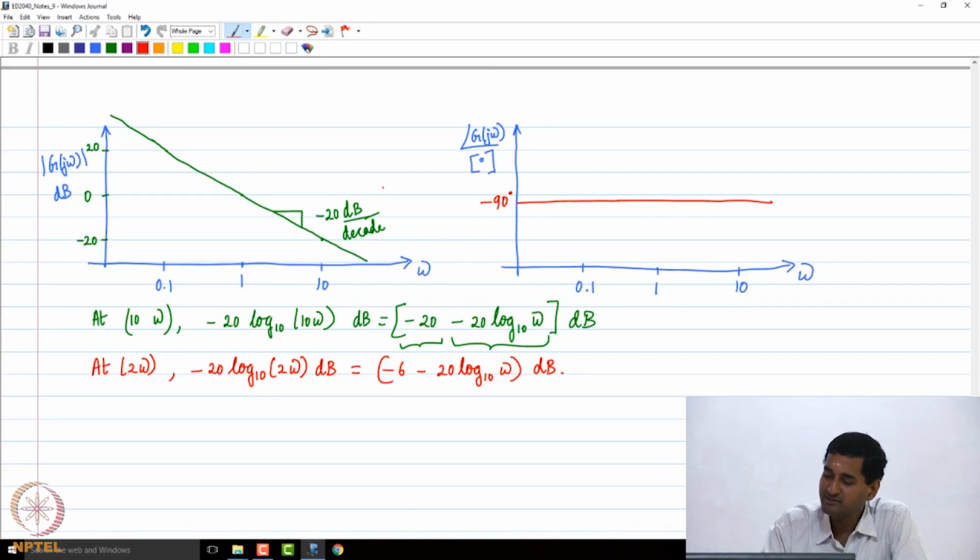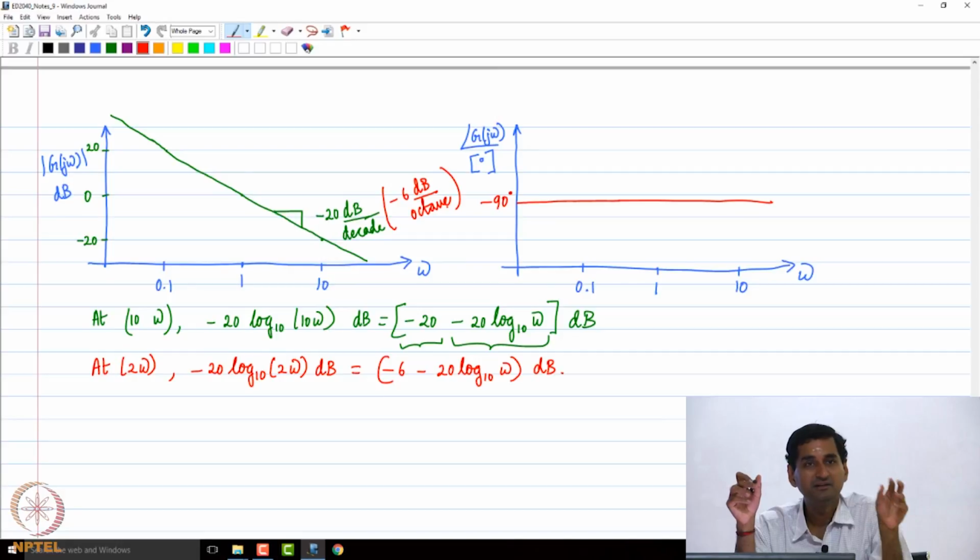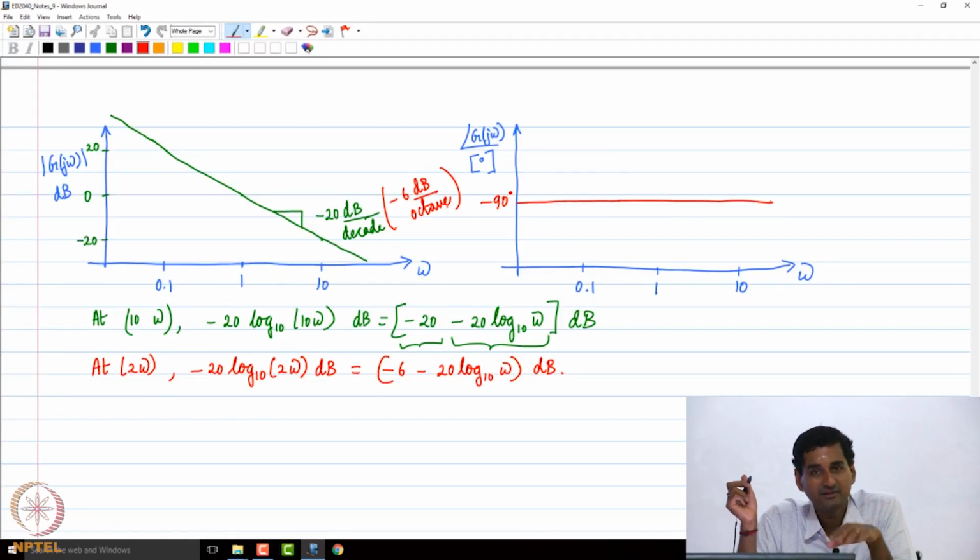So consequently, people will also say that the slope is minus 6 decibels per octave, right? That means that in 1 octave from a frequency omega, the magnitude will drop by minus 6. Okay, so that is the other way people will write the slope. I hope it's clear how we calculated the slope, right? There is a straight line, so we are just calculating in this manner. Is it clear?